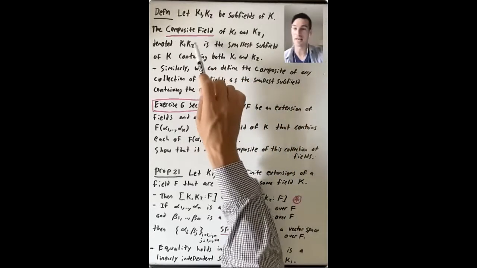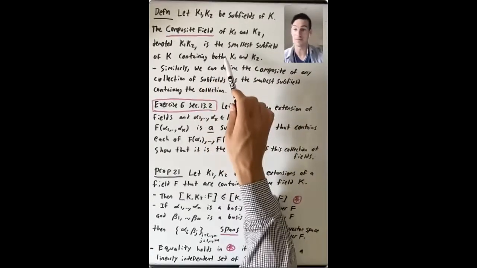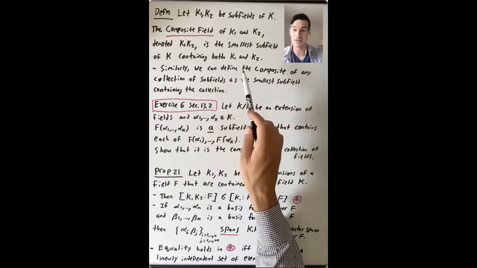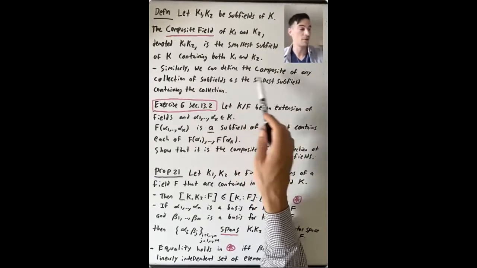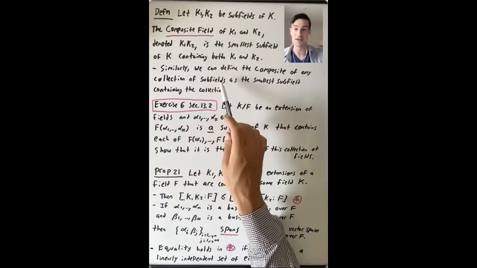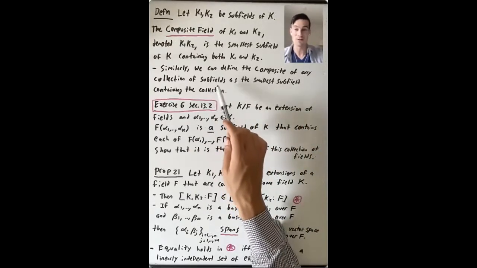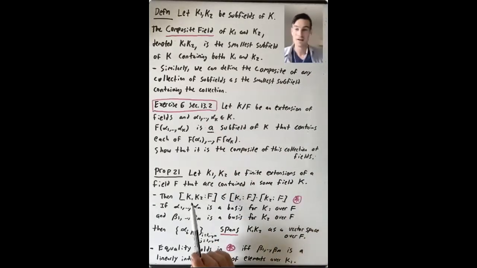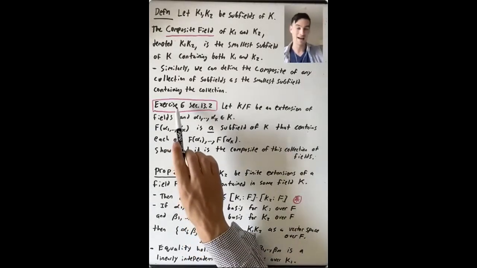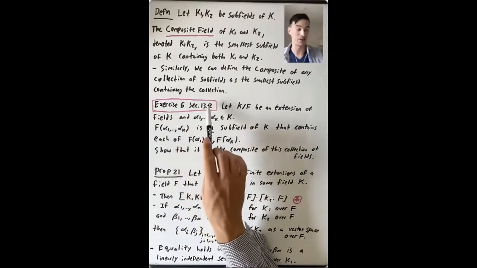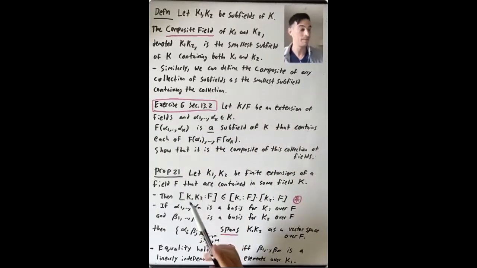Okay, so that's a composite field for two subfields, but you could take any collection of subfields and define the composite field. So the composite of any collection of subfields is the smallest subfield of K containing each field in that collection. All right, so this already relates pretty directly to stuff that we have been talking about. I want to mention exercise 6 in section 13.2, which is on homework 3.